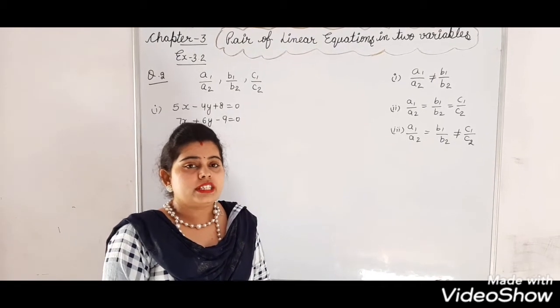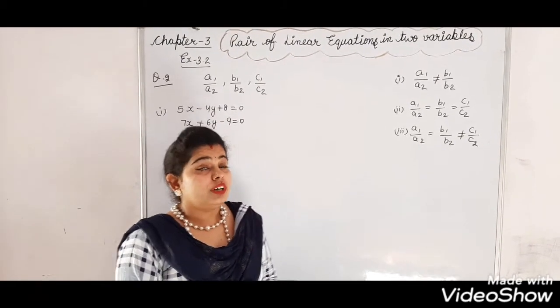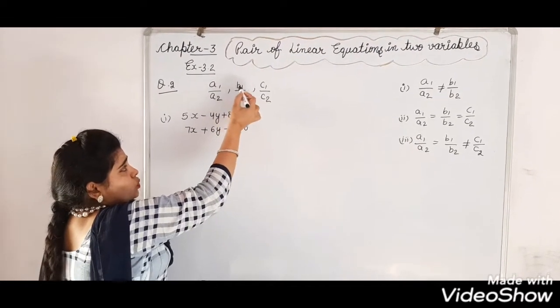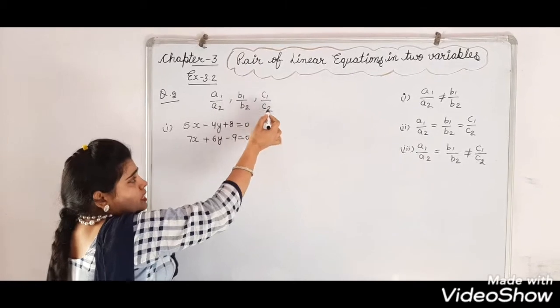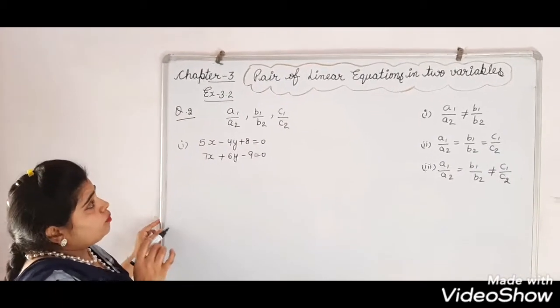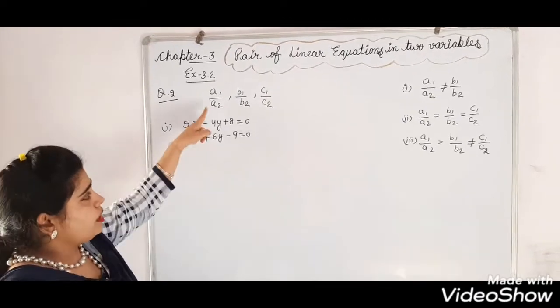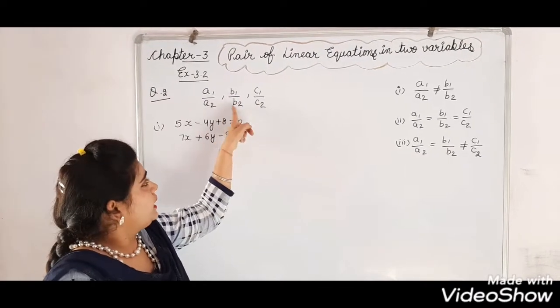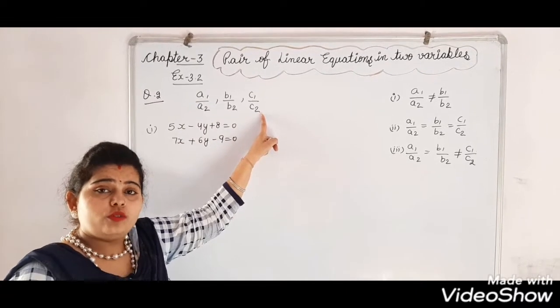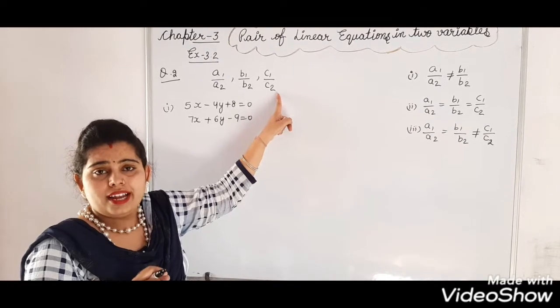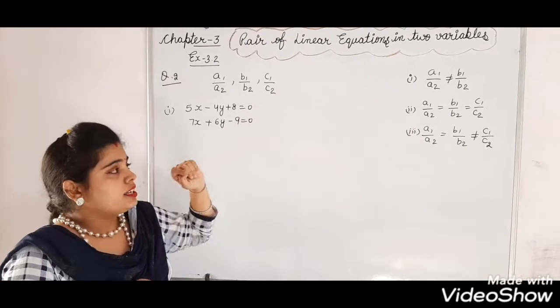Question number second of exercise 3.2, what is given? On comparing these ratios A1 by A2, B1 by B2, C1 by C2 in some pair of linear equations in two variables. Some equations are given. On comparing these ratios, we have to find whether they are intersecting lines, parallel lines or coincident lines.